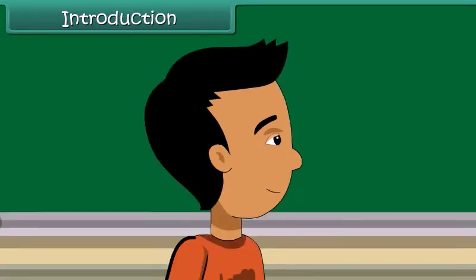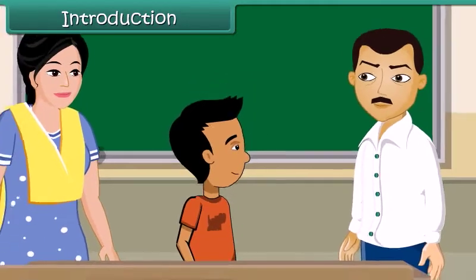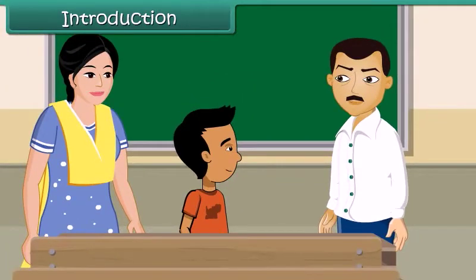Introduction. Ramesh is a bright boy, 8 years of age. He studies in a government school. Today he has accompanied his mother to the parent-teacher meeting. The teacher has one complaint. Ramesh takes leave frequently. As a result, his class and homework are incomplete.